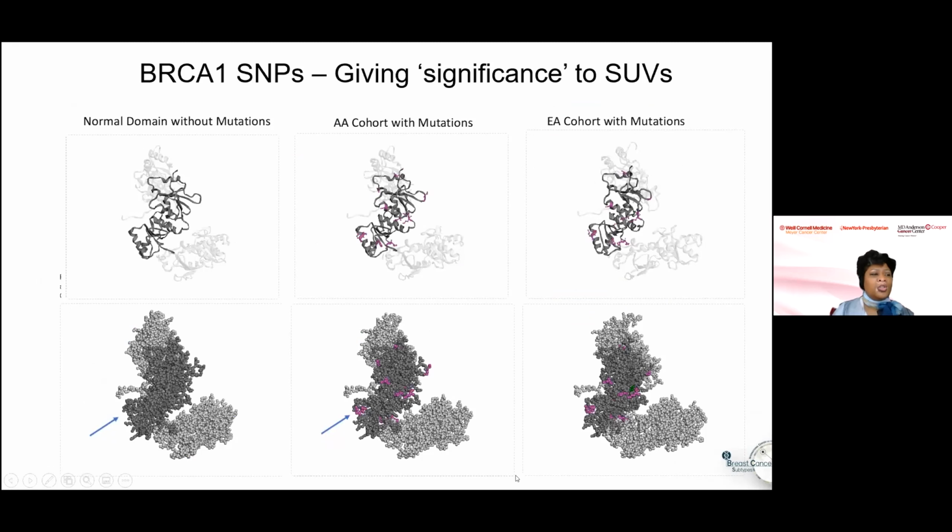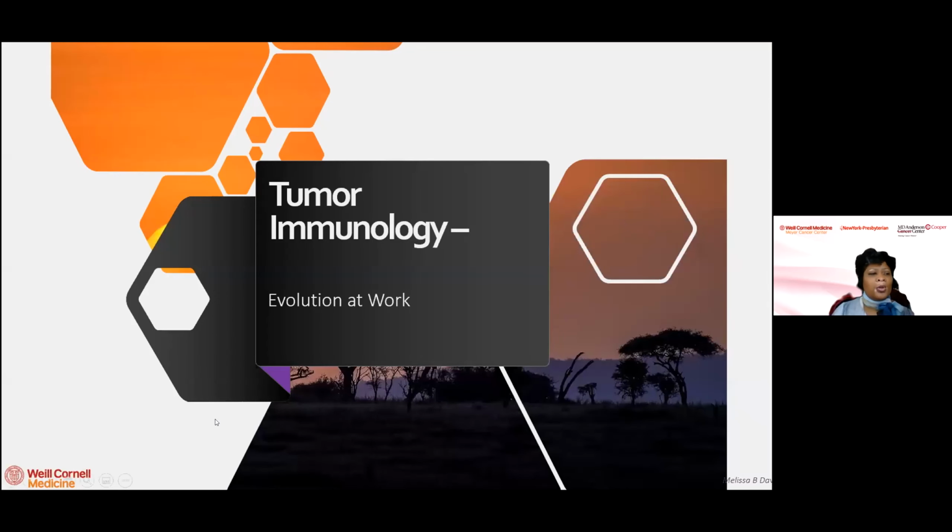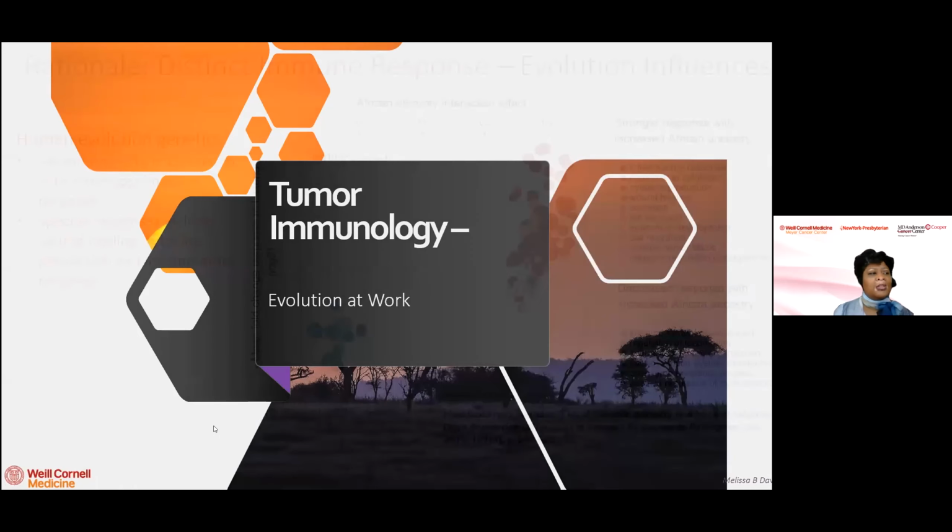Ultimately, what we want to do with this data is give better significance to what would now be called variants of unknown significance. And we see that, for instance, when we map these mutations onto the actual structure of the gene, we can find that there would be structural changes that could implicate different function or misfunction, if you will, of the BRCA gene. And so all of this work is very important towards finding better models for survival, better models for risk that are informative in all multi-ethnic cohorts.